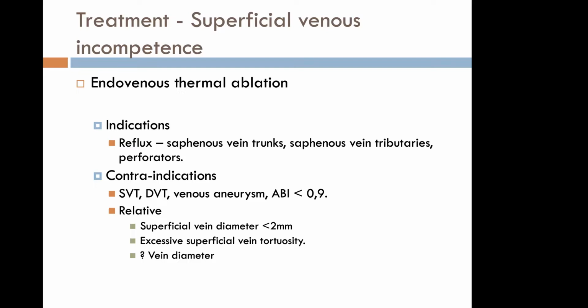Now, in patients who have excessive tortuosity of the veins, it becomes technically almost impossible to do it. And if the vein diameter in the past was more than 12 millimeters, most would say, no, that vein is too big. The patient will be best served by high ligation and vein stripping. You can move on.